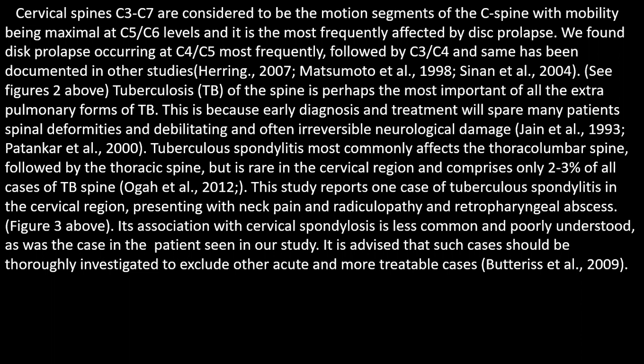This study reports one case of tuberculous spondylitis in the cervical region presenting with neck pain, radiculopathy and a retropharyngeal abscess. Its association with cervical spondylitis is less common and poorly understood. As was the case in a patient seen in our study, it is advised that such cases should be thoroughly investigated to exclude other acute and more treatable causes.